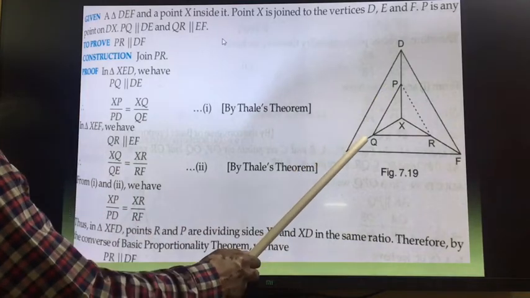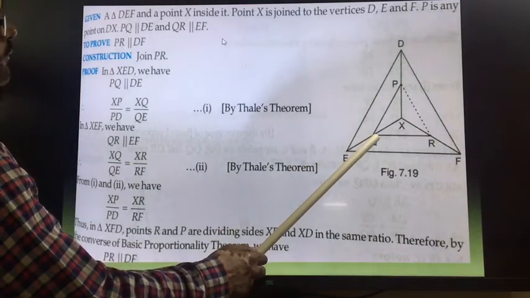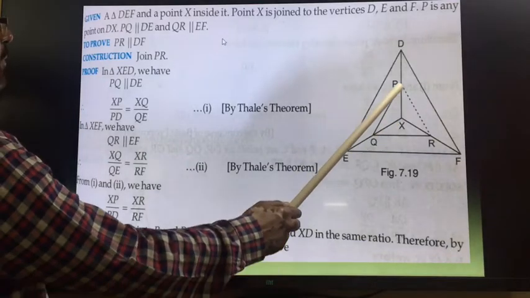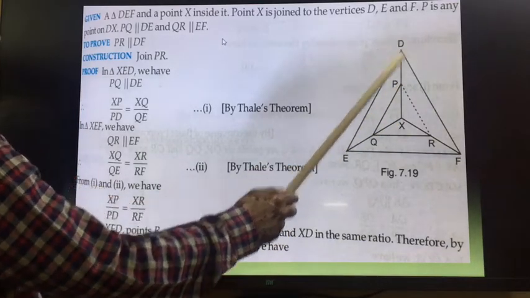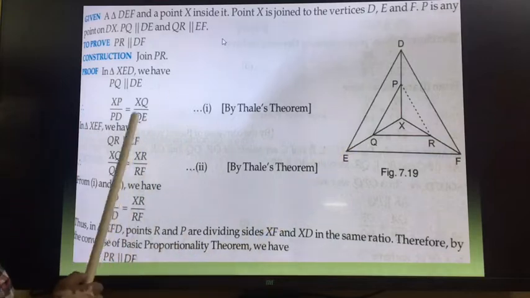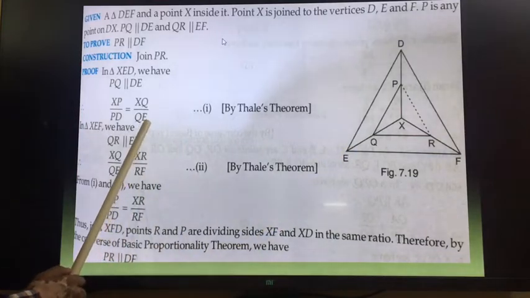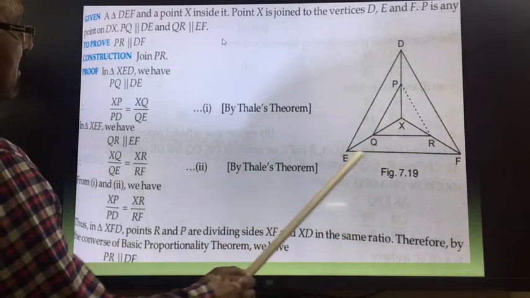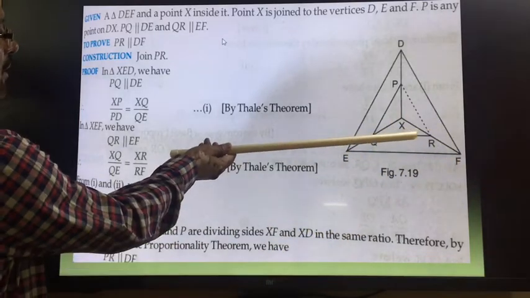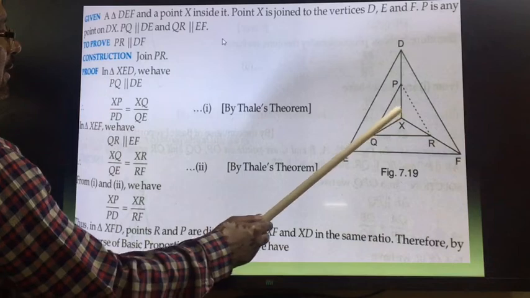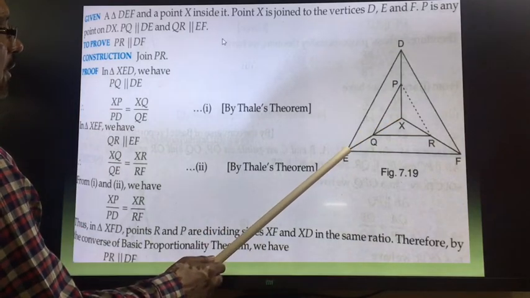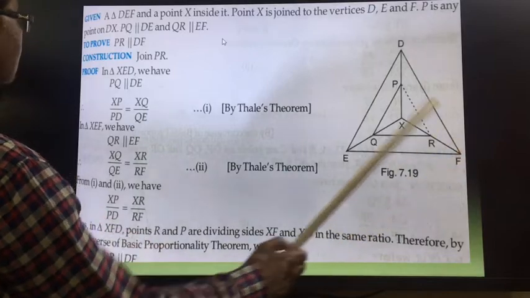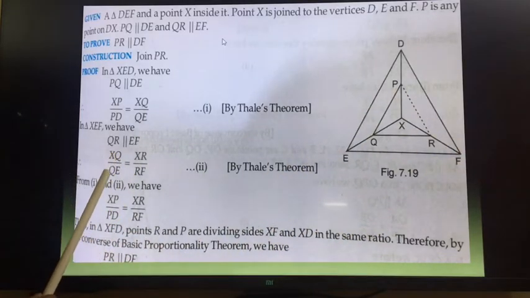So PQ is parallel to DE, so we can write XP upon PD is equal to XQ upon QE. This is by BPT theorem or Thales theorem. Similarly, in triangle XEF, QR is parallel to EF, so we can write XQ upon QE is equal to XR upon RF. So these two ratios are equal.